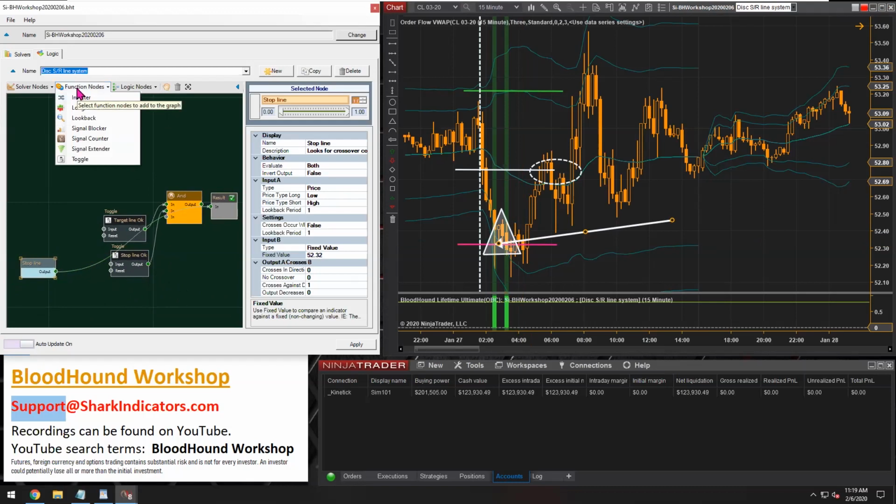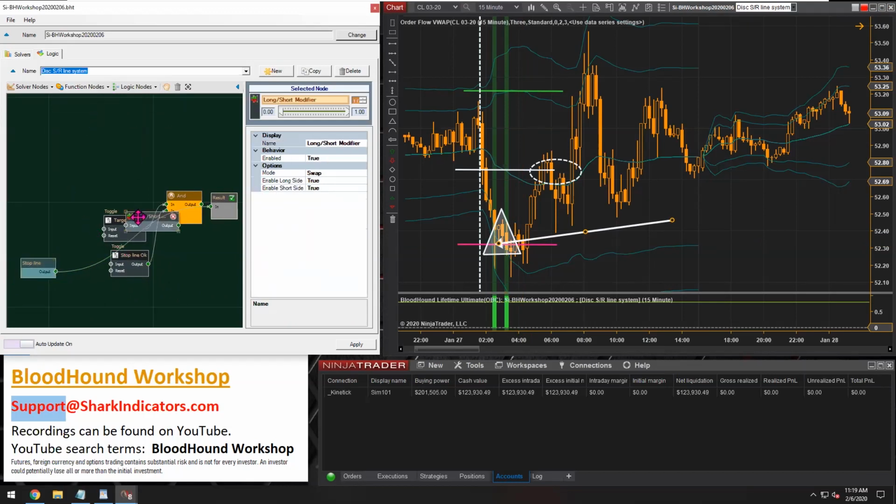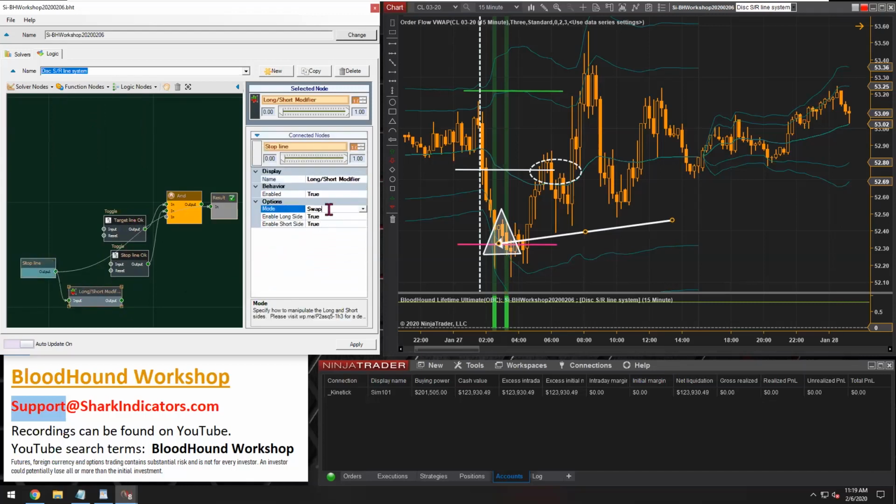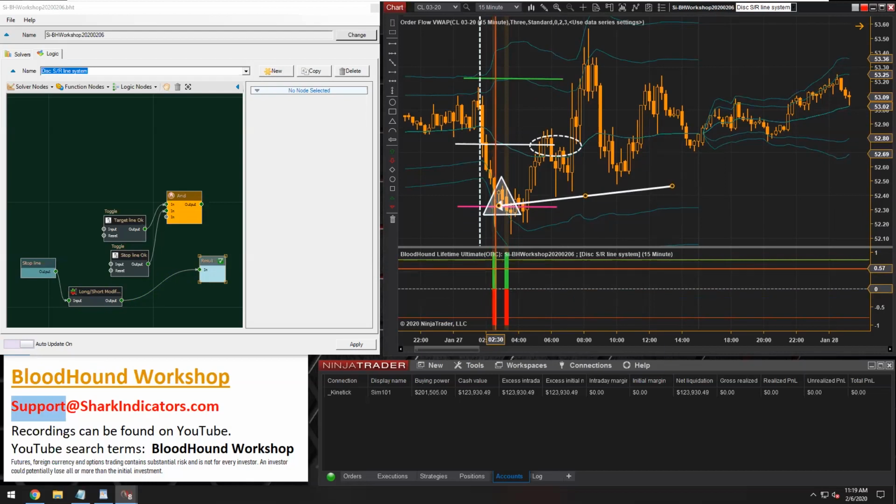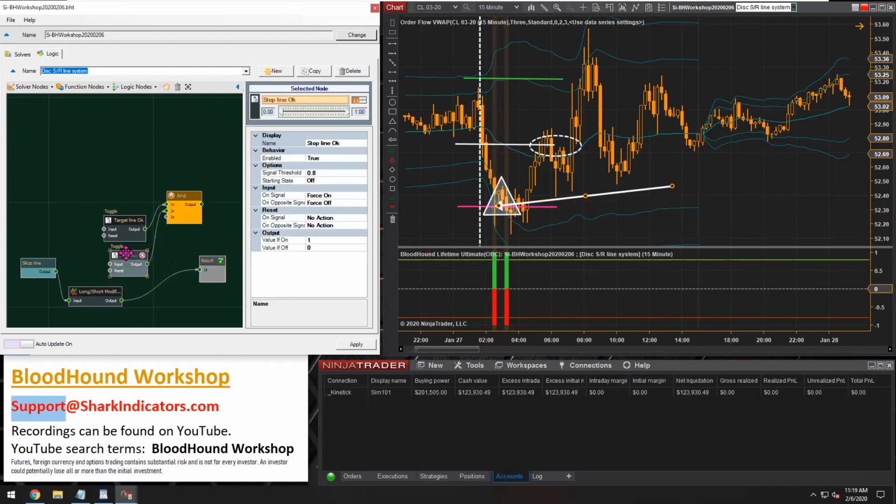And I'm also going to use a long short modifier here. We're going to use the addition mode, because what I want to do is generate a long and short signal from this, because the toggle node needs to have the long and short outputs turned on. And so when I get this crossover, I want a long and short signal to occur to turn the toggle node completely off, right? I want to turn the long output and the short output off within the toggle node.